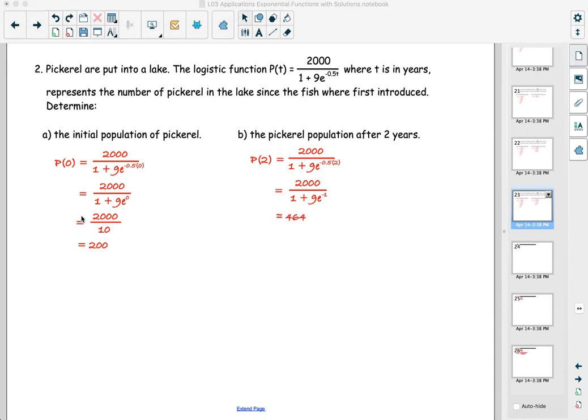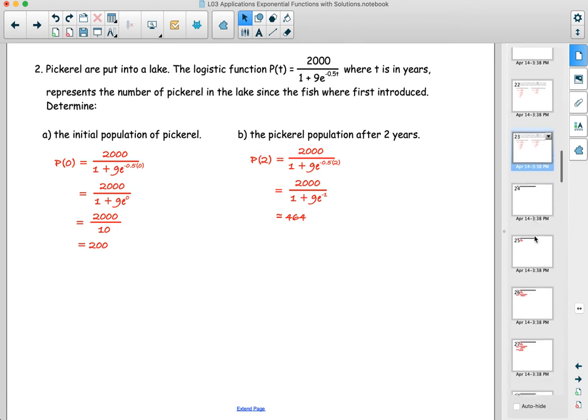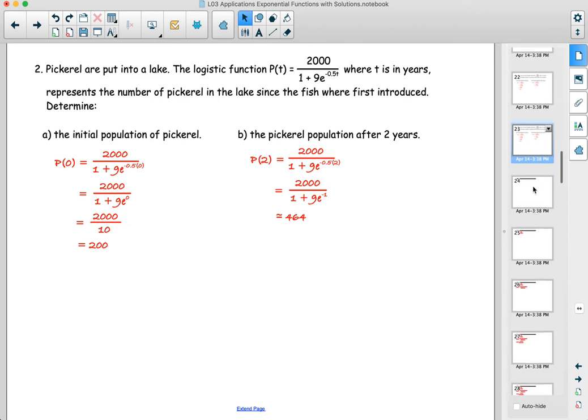All right, so in my copy and pasting to go from here to here, I left that line in. That line should not be staying there. So you could punch this into your calculator: 2,000 divided by, open up a set of brackets, 1 plus 9 e to the negative 1. You're going to get a number close to 464. All right, neither of those two require calculus.